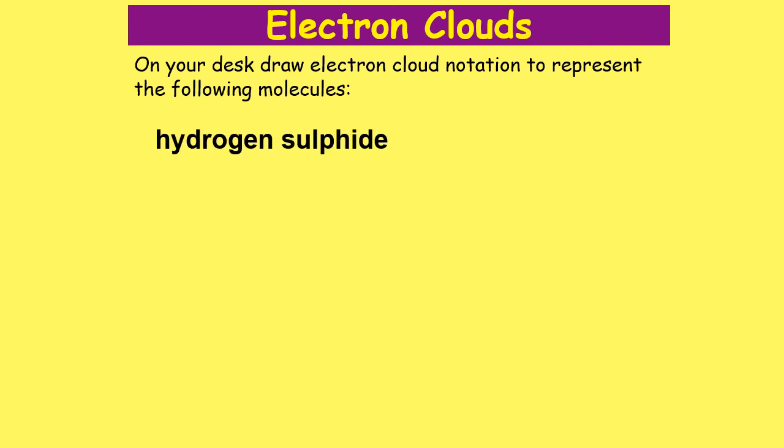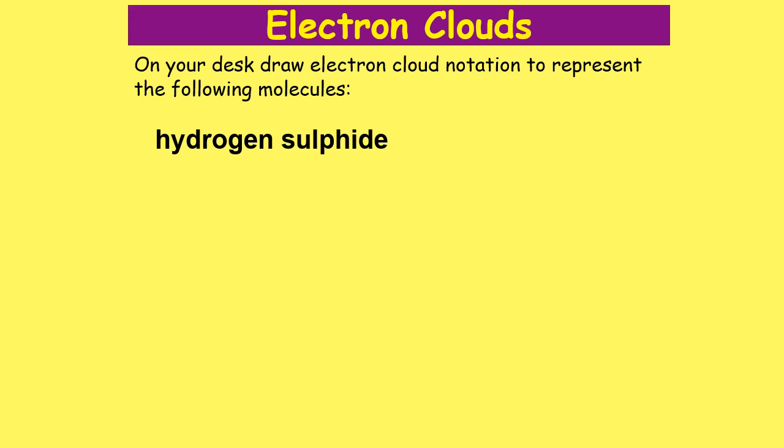So now we have hydrogen sulfide. So hydrogen has 1 electron in its outer shell, and sulfur, like the last question, has 6 electrons in its outer shell. Again, if you need to pause the video to give yourself extra time, do so now.